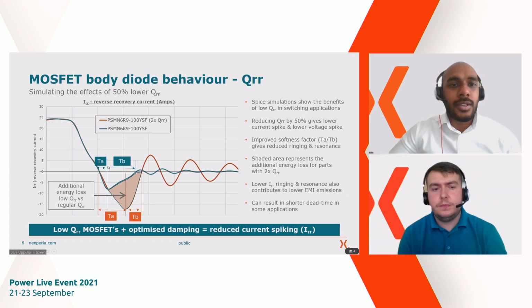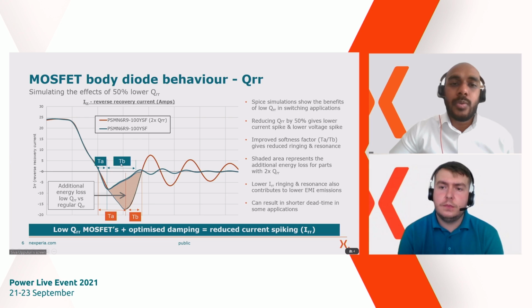And one other area where we would like to bring your attention to is the TA by TB ratio, what we refer to as the softness ratio, that also is improved by reducing the QRR of the device compared to the one with 2 times the QRR. So the effects of QRR are profound, and hence it is important we take QRR into consideration while designing MOSFETs into your application.